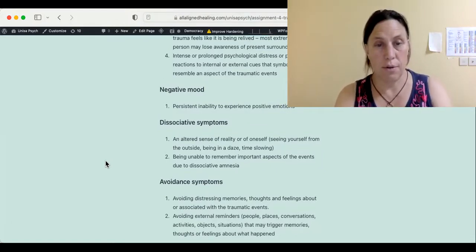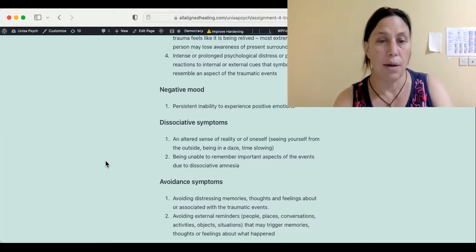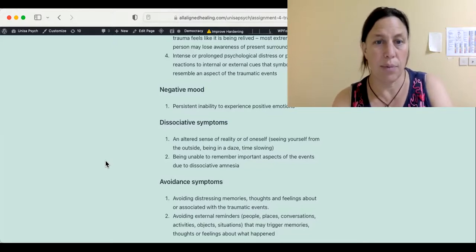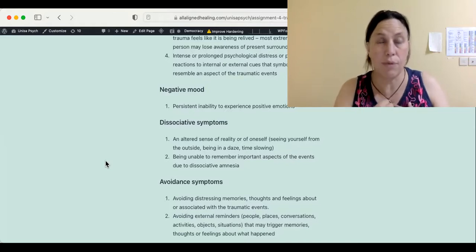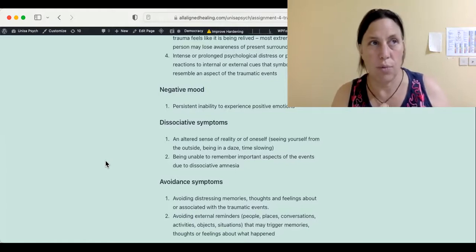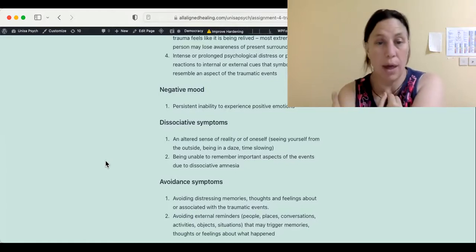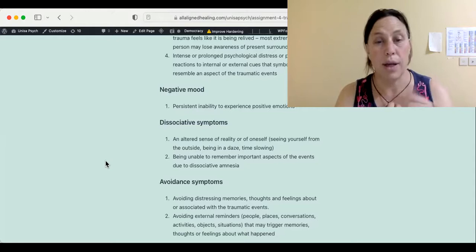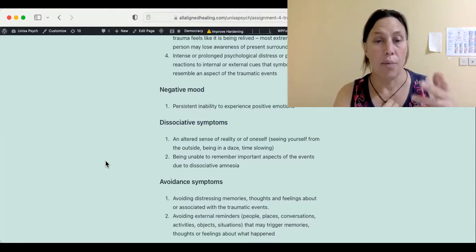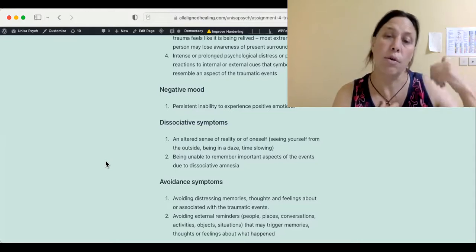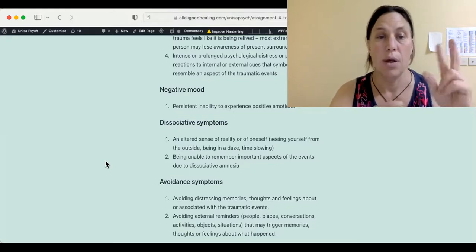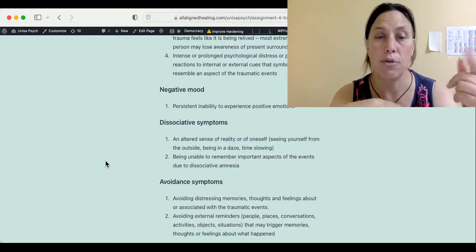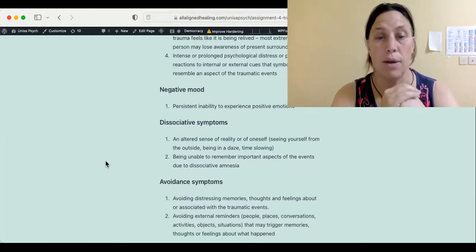Dissociative conditions. That's when you dissociate, and there are 2 forms of dissociation. There's an altered sense of reality of yourself, so you don't feel like you're in your own body or you're witnessing yourself from outside. This would include being in a daze, time slowing down, and being unable to remember important aspects of the event due to dissociative amnesia. So dissociative symptoms go into derealization and depersonalization.